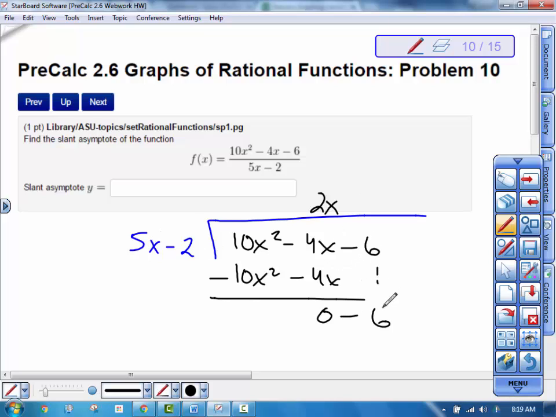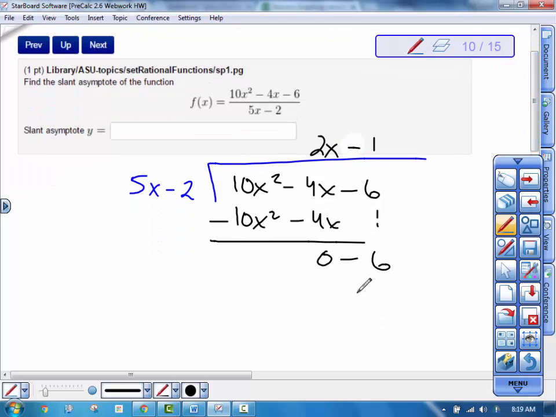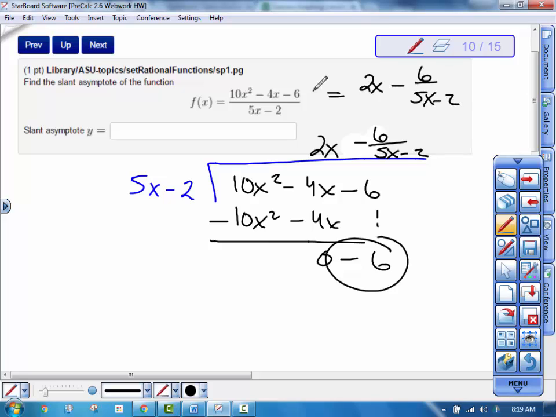So what do I need to multiply 5x by to get negative 6? Well, I guess 1 is the best I can do. Or negative 1. When I multiply by negative 1, I'm sorry, there's nothing. So my remainder is negative 6. So this is negative 6 over then the divisor 5x minus 2. So that's my remainder. So basically what that means is this function right here equals the same exact thing as 2x minus 6 over 5x minus 2. So if you do the division, you get 2x minus 6 over.